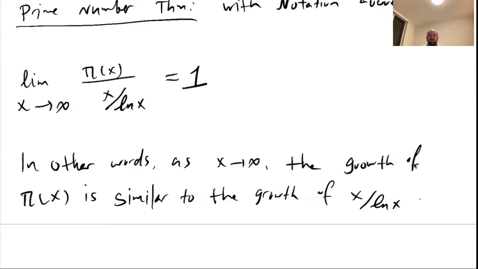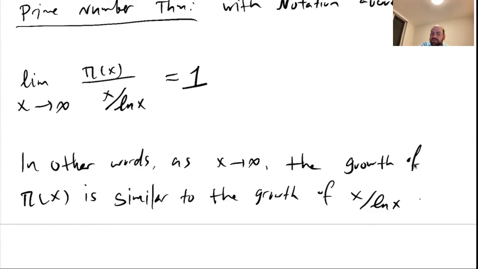For example, 2, 3 are prime, then 4 is not prime, 5 is prime, 6 again not prime, 7 prime, 8 non-prime, 9 not prime, 10 non-prime, and so on. So of course the number of primes less than or equal to 10,000 is less than 10,000. But how much less? Like I said, can we say maybe the square root of 10,000 is the actual number?